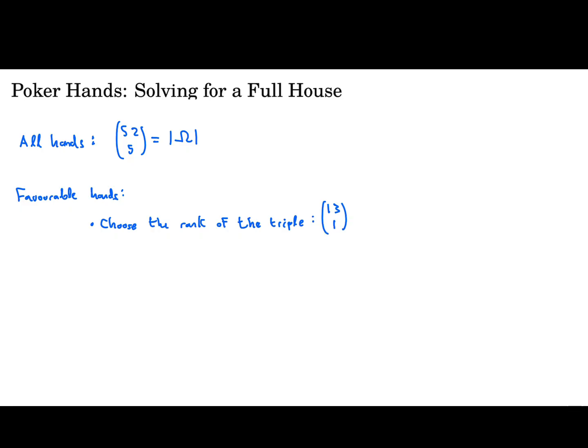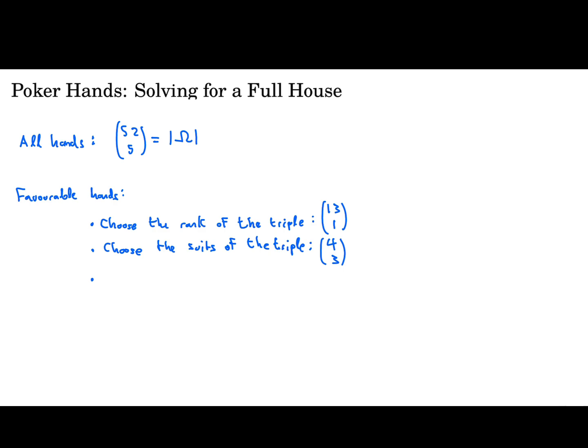Then once you've chosen the rank of the triple, you need to choose the suits. So it's hearts, clubs, diamonds, or spades. Now we need to choose the suits of the triple. How many ways can you do that? There are 4 suits, right? And we need to select 3 of them, because each one of the cards in the triple is going to have a different suit. Well, with that, we select our triple, the 3 cards completely.